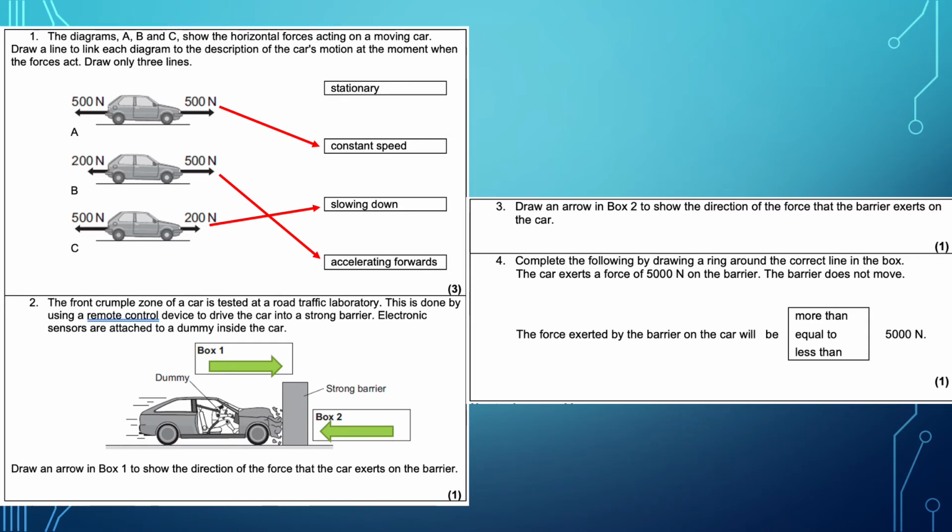And the key thing to notice here is that they specified that the barrier does not move. Which means that the barrier is strong enough to withstand all of, or just about, 5,000 newtons. So that should cancel out less than 5,000 newtons, and it's a choice between equal or more than. But even if you didn't know any of this, guess, right? You have a 33.33 repeating chance of getting this right. But since it didn't move, then you want to say that the force of the barrier on the car will be equal to 5,000 newtons.